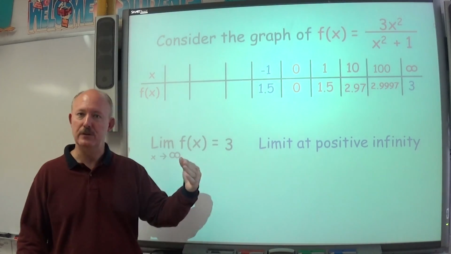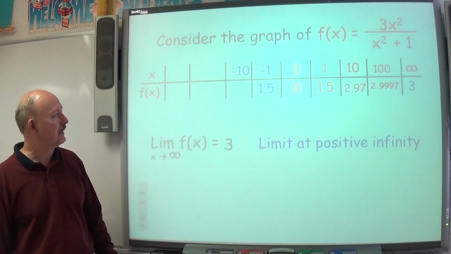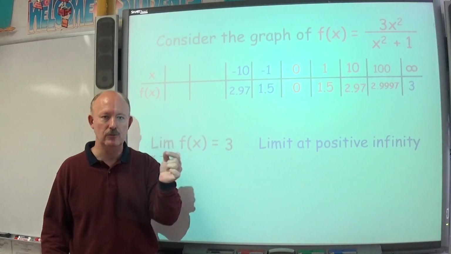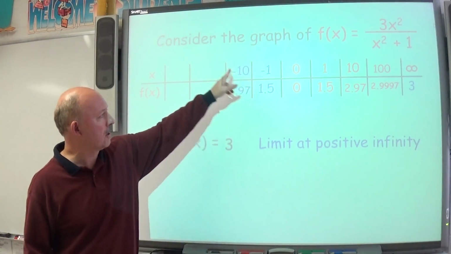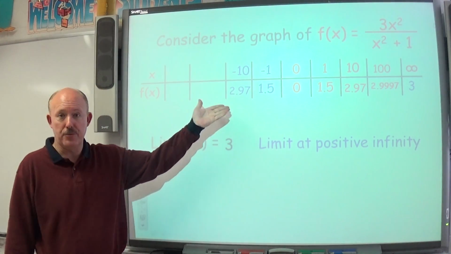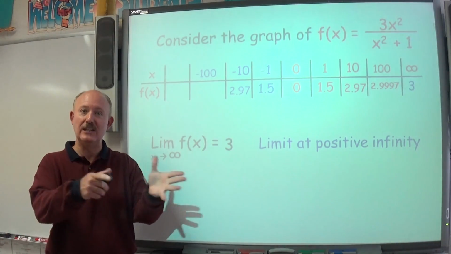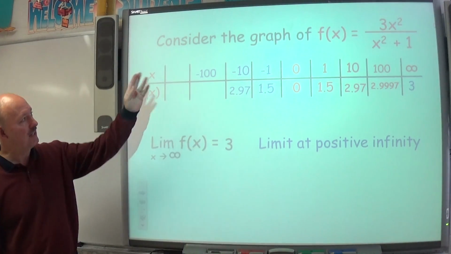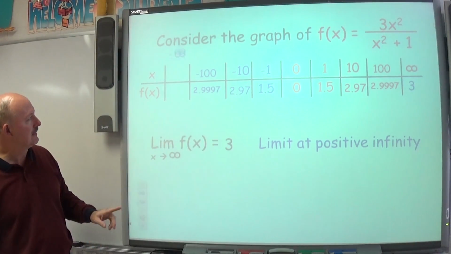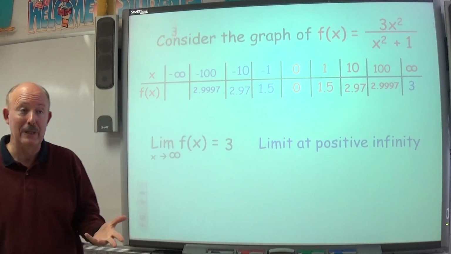Well, let's let x be even smaller. Let's try negative 10. Okay, we tried positive 10, let's try negative 10. Substituting negative 10 in for x will give us 2.97. Now you can see as x is getting smaller and smaller, the y value is approaching, looks like 3 again. Okay, let's try negative 100. Let's let x be really small, right? So substituting negative 100 in for x, once again we get 2.9997. So we can say as x approaches negative infinity, the y value approaches 3 again, right?